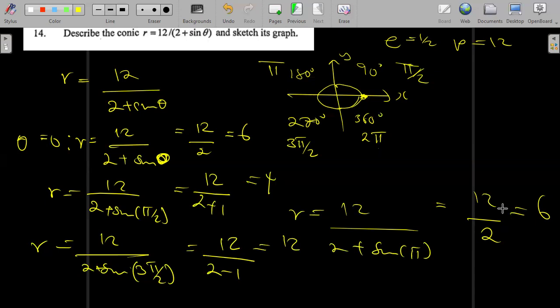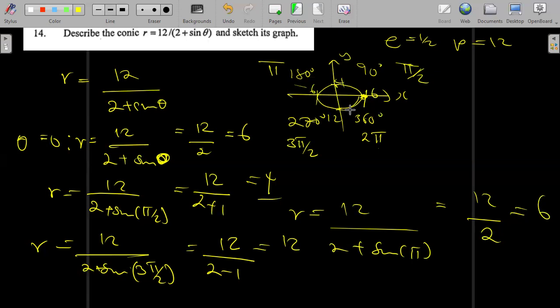These are the values that you get. Meaning from here to there, this has to cut at 6. To there, this has to cut at the point 4. Then there to there, it's going to be 6, but this is in the negative region, so -6. And there you're going to have 12, which means it's -12.